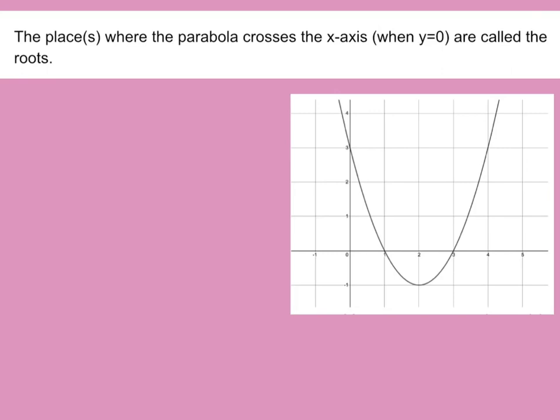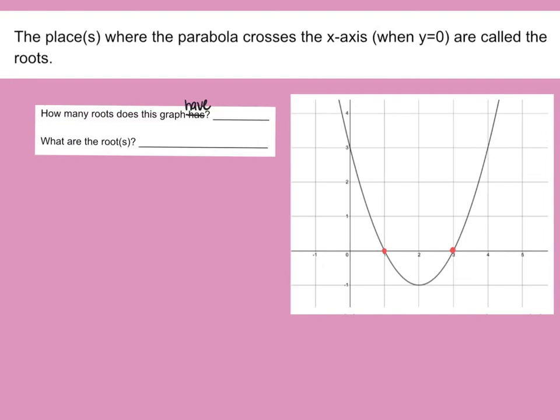We have the roots here and here. These are the two places where the parabola crosses the x-axis, and also where the y value is 0. So to answer these questions about this graph, how many roots does this graph have? This graph has 2. And what are the roots? We're going to say the two coordinates of these points. The first one is at (1, 0), and the other one is at (3, 0).